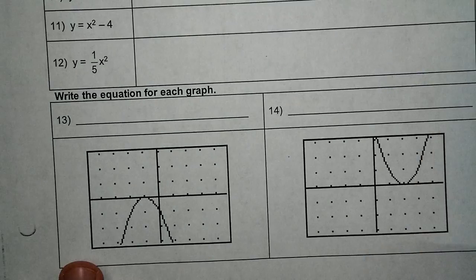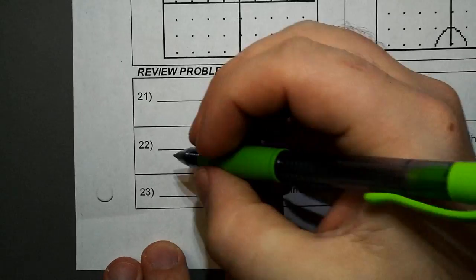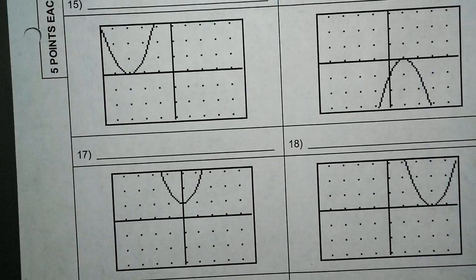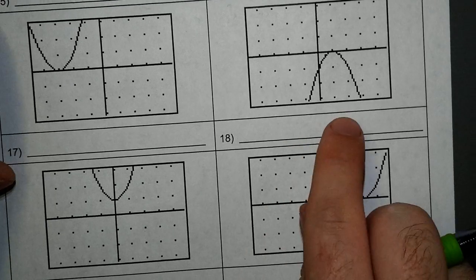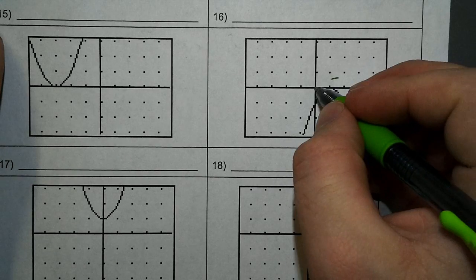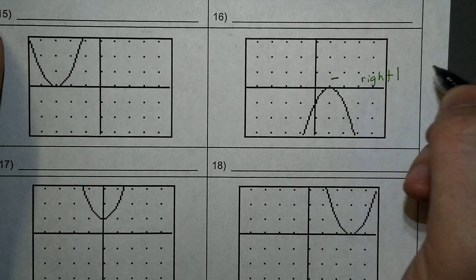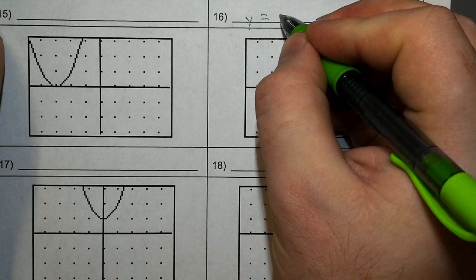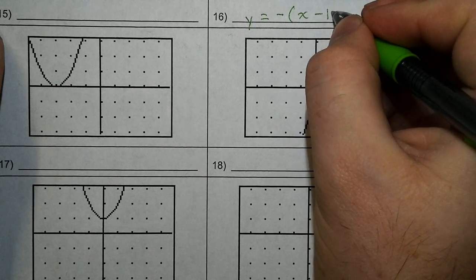Now, problems 13, 14, and the whole backside. If you want 21 through 23 as bonus, I'll give bonus points on those. The rest of these, we just have to write the equation. So tell me the adjustment. Like on this one, it flipped, so I know it's going to be a negative, and it moved to the right 1. So that moved our x's, so it's something in the parentheses. So this would be y equals the negative, and then put in parentheses, x minus 1, close parentheses, squared.